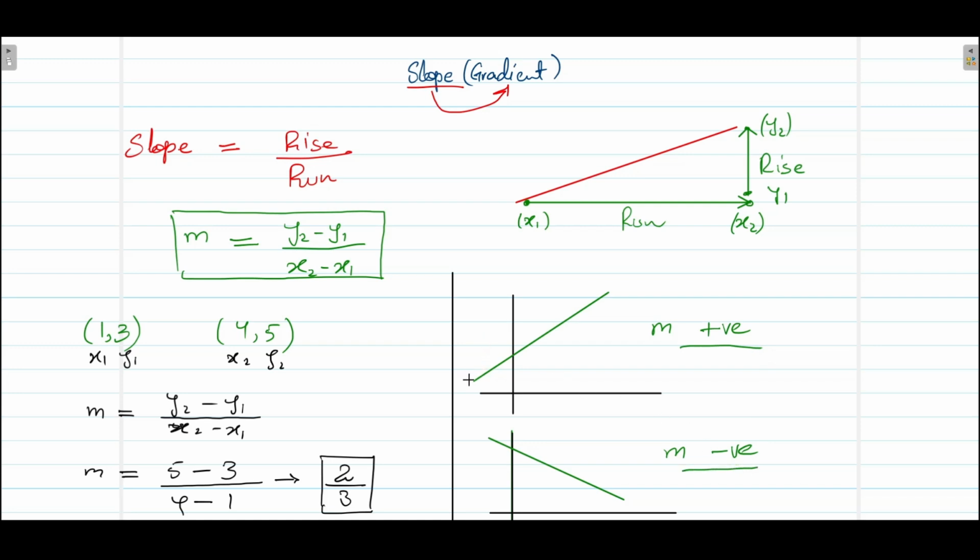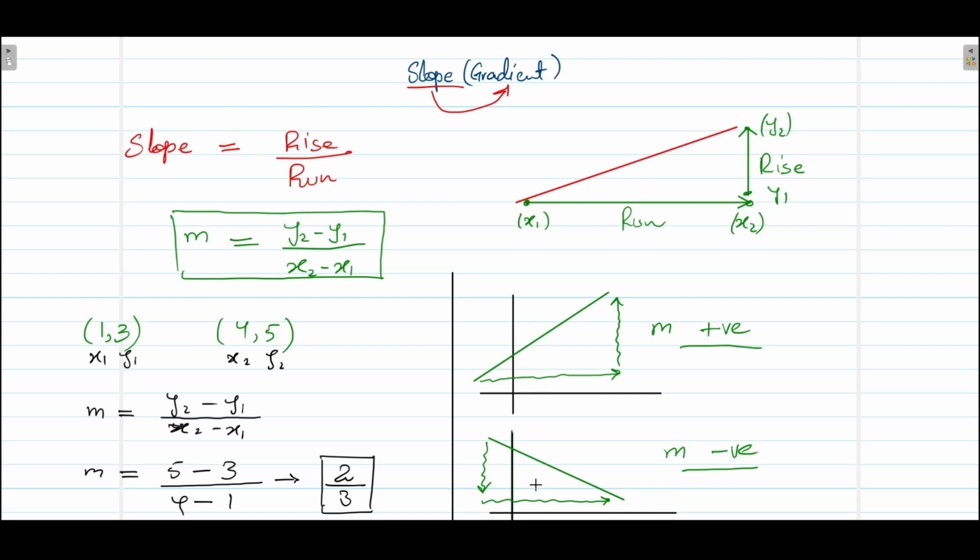So I can see that this is increasing. The run is increasing, the rise is also increasing. So we have a positive slope. But here I can see the run is towards the positive side, but obviously it's going downward, it's going downwards. So it will be negative.